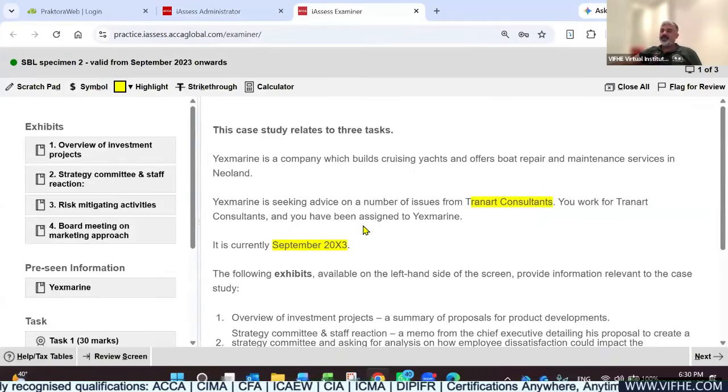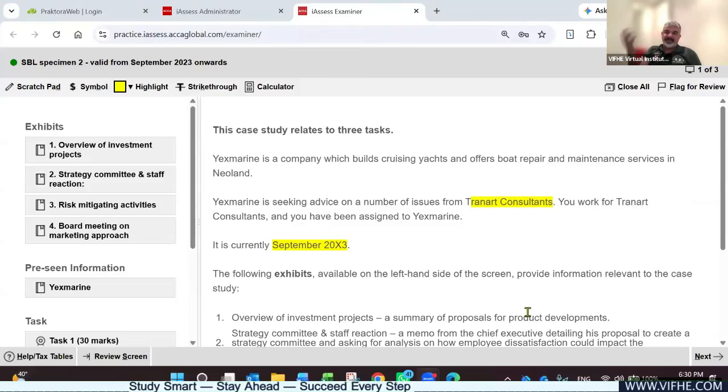So, guys, when you open your paper, this is the first screen you will see. When you enter inside your CBE paper, this is the first screen you will see. This is called the landing page. Landing page, as the name says, you will land on this page when you log in or enter the paper.